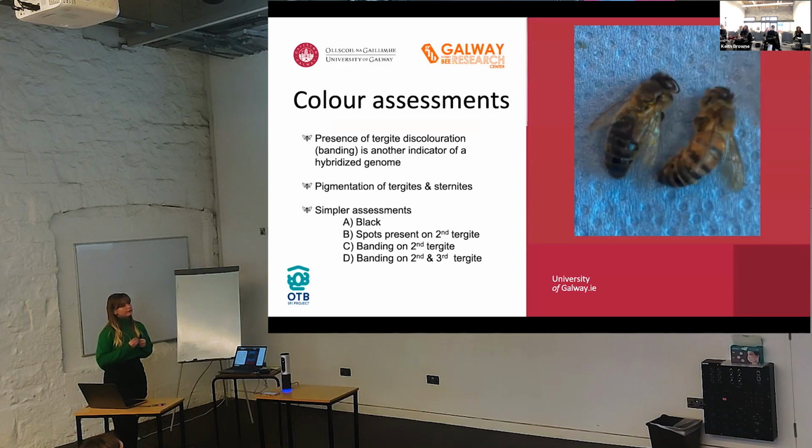To add validity to the wing morphometric assessments, you can combine them with assessments of colour, or more specifically tergite discoloration. When Ruttner was using his 36 characteristics, he also focused on colour, but he was looking at the pigmentation of the tergites and the sternites, so those dorsal and ventral abdominal segments. However, when we're taking abdominal discoloration into account, we're just measuring the presence of banding on those dorsal segments of just the tergites.